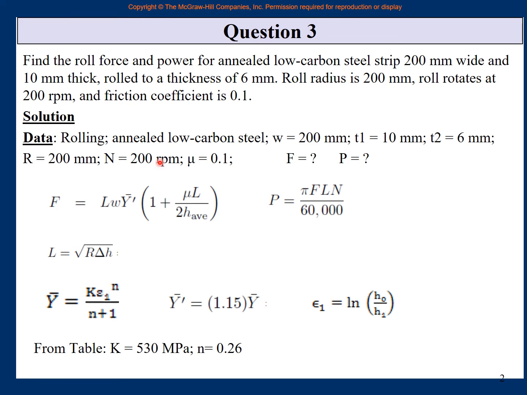So now if you go back to this equation, then L you calculated here, W is directly given to you, right? Mu is directly given to you, L you found here, H average is the average of these two. So the force is now known. If the force is known, then pi times force times L, and N is the RPM which is given to you. Whatever value comes out is directly in kilowatts, right?